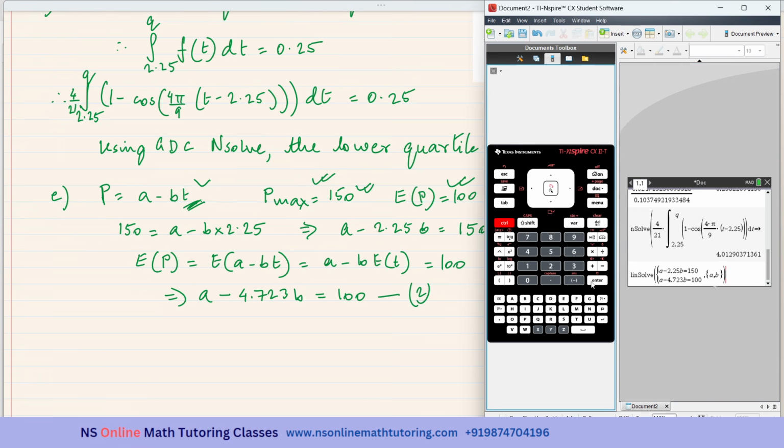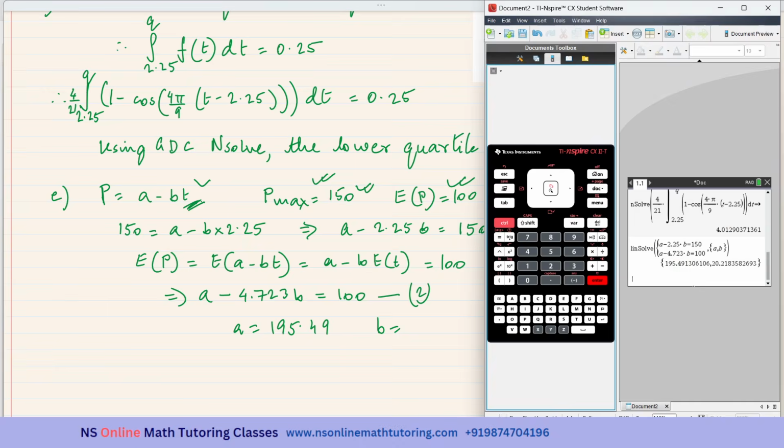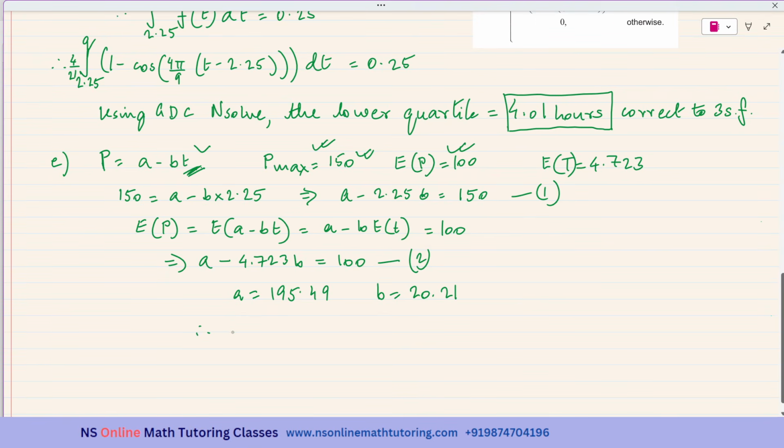Well, we have got the two values of a and b. So a is equal to 195.49 and b is equal to 20.21. Therefore, A is equal to 195 and B is equal to 20, correct to the nearest integer.